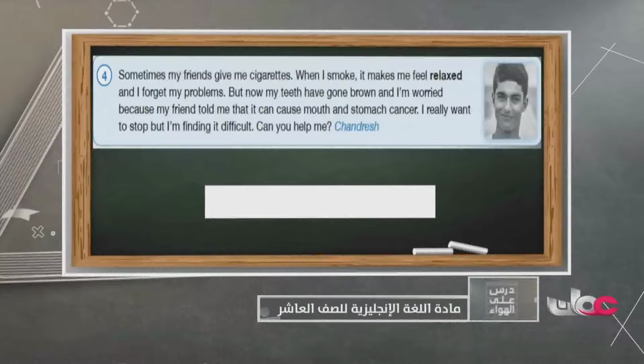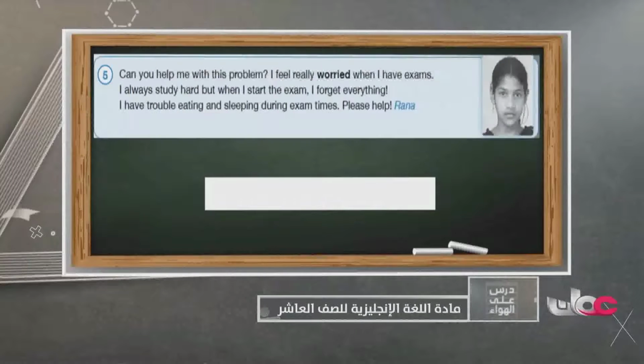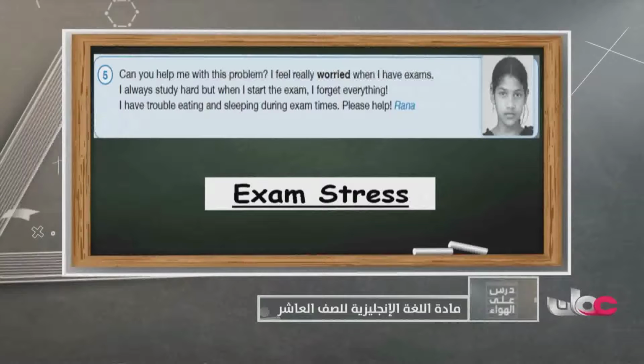Now let's move to the next one. This is Chandrish. He said, sometimes my friends give me cigarettes. When I smoke, it makes me feel relaxed and I forget my problems. So it is clear that he is having a problem with smoking. Then number 5, can you help me? This is Rana. She said, can you help me with this problem? What is the problem? I really feel worried when I have exams. So what is the problem? So she is suffering from exam stress.